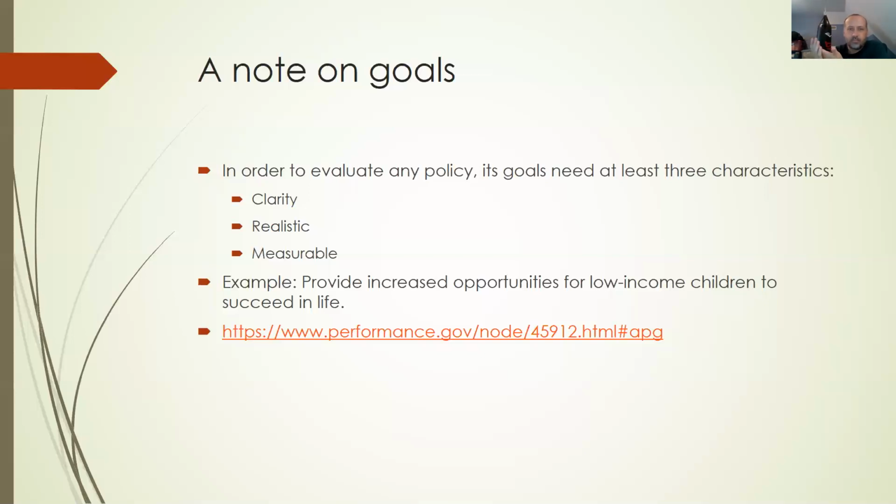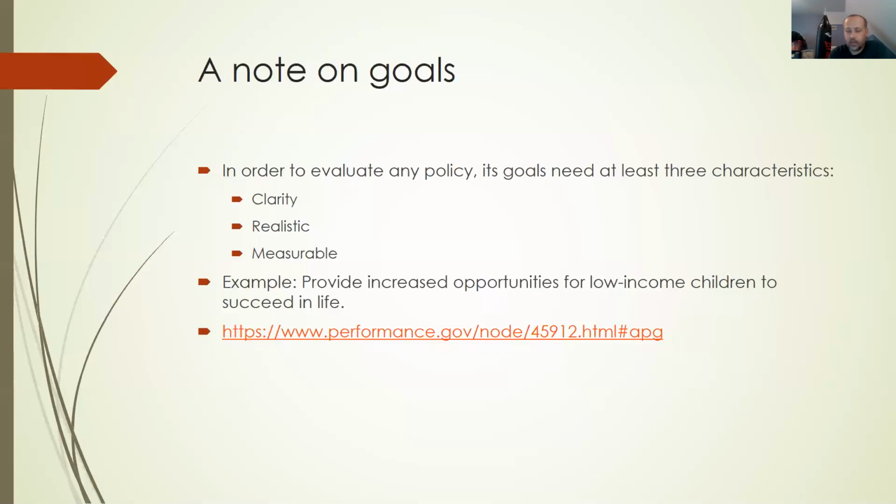And then the last phrase, to succeed in life, right? That sounds awesome. Certainly seems like a laudable goal. But what the hell do we mean by it, right? How do we define success? Again, are we talking about economic success? Are we talking about family success? Are we talking about better health outcomes, better education outcomes?